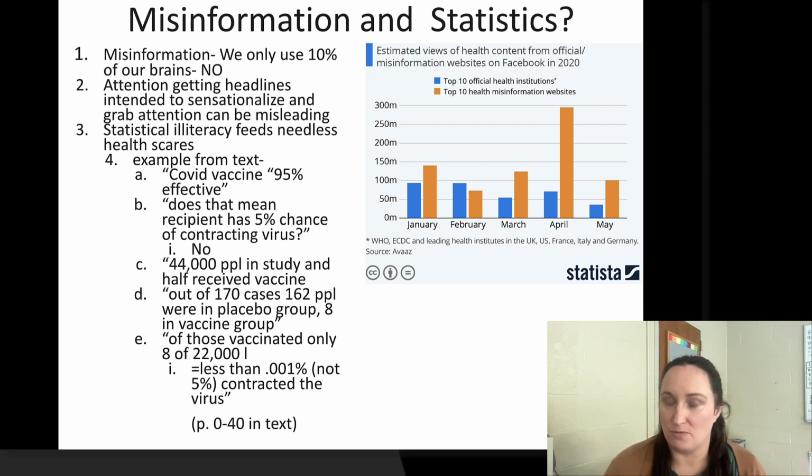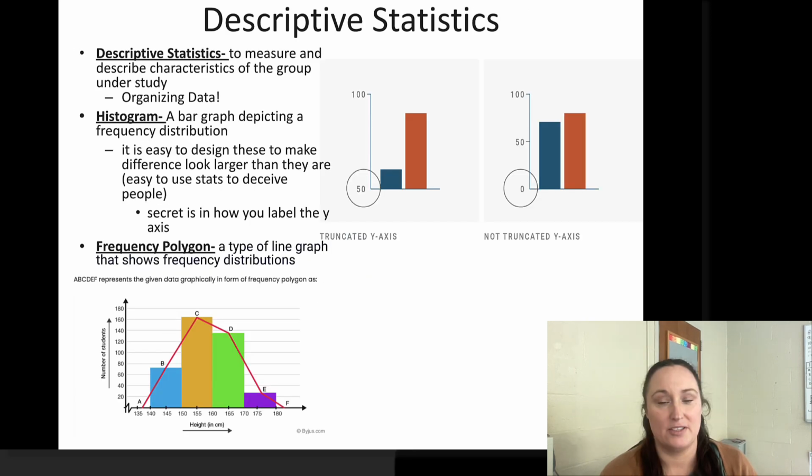Remember, curious, skeptical, right? There are always things to investigate. There's a lot of misinformation out there. So one way that we interpret data is we describe it, we measure it, we organize it into something meaningful. This can also be misleading, especially depending on how it's presented to us.